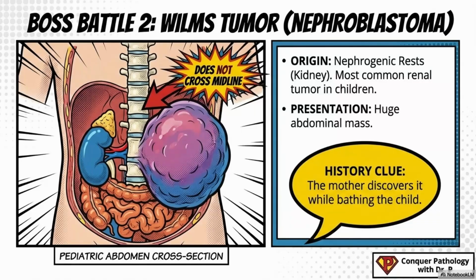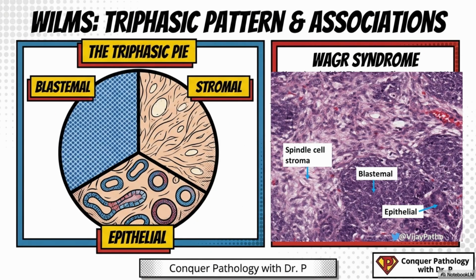It usually does not cross the midline. Microscopy here is unique because it tries to build a kidney but fails. It has a triphasic pattern. Blastemal, sheets of small blue cells, the primitive part. Stromal, fibrocystic or myxoid tissue, the support. An epithelial component in the form of abortive tubules or glomeruli. Look at the slide. It's trying to form a tubule, but it can't quite finish the job.